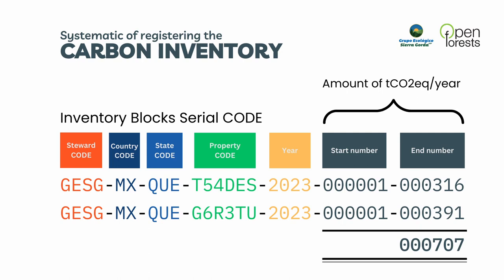Several of these inventory blocks serial codes together create an amount of carbon. So in this case it's 707 tons of carbon equivalent that have been recorded for these two properties within 1 year. The carbon that has been stored within a property or many properties per year is documented in this serial code, in the inventory block serial code. And this amount of carbon can now be used to fulfill a transaction towards a company.